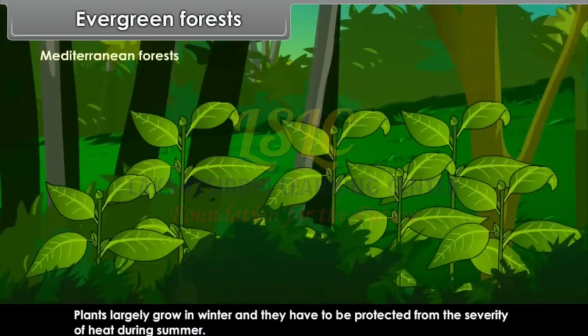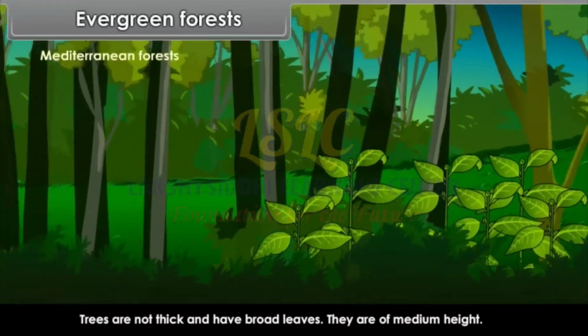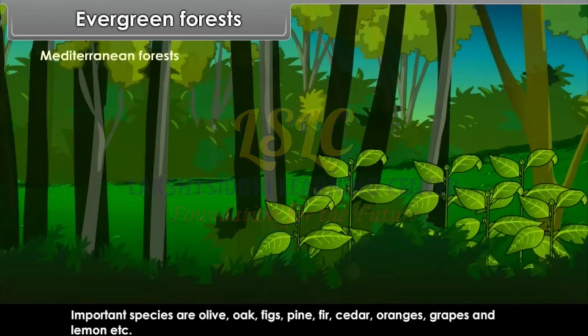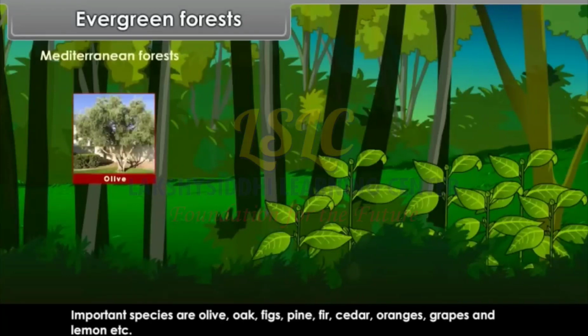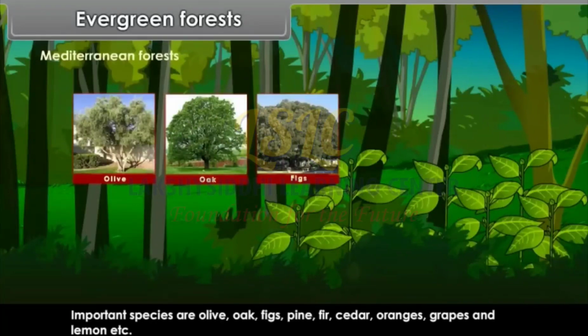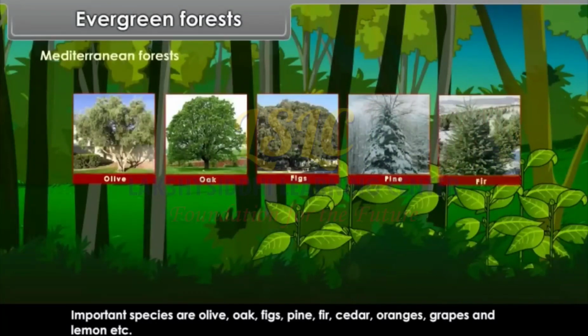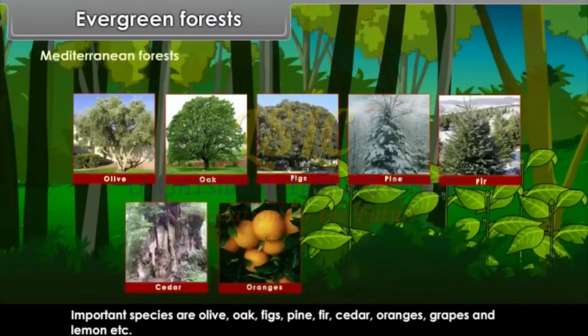Plants largely grow in winter and they have to be protected from the severity of heat during summer. Trees are not thick and have broad leaves. They are of medium height. Important species are olive, oak, figs, pine, fir, cedar, oranges, grapes and lemon, etc.